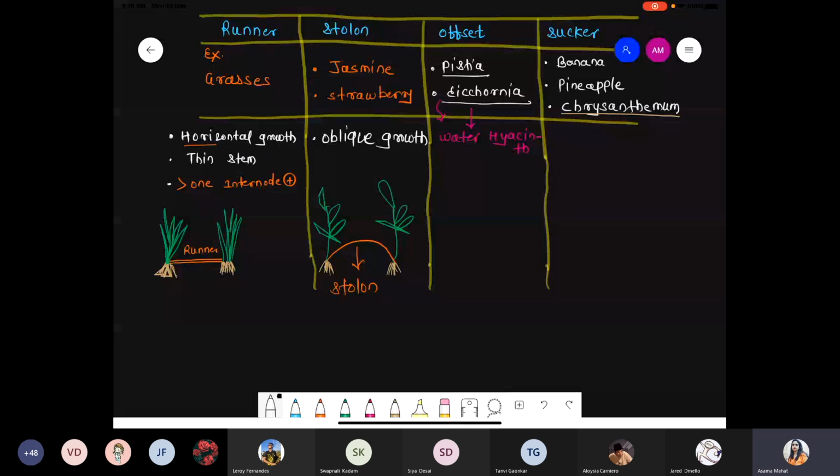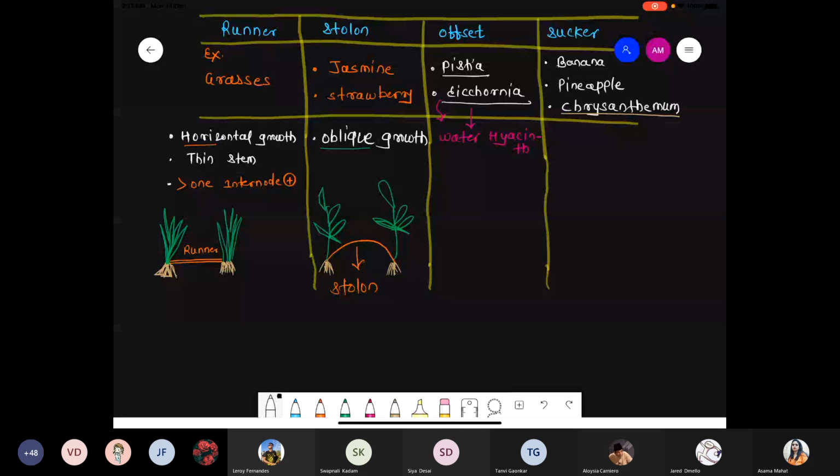Now see what is the meaning of the offset. First of all, I'm writing the common characteristic. When we are talking about the offset category, offsets also show horizontal growth. Same information, it's similar to the runner. In the case of the runner also we discussed there is a presence of horizontal growth. In the case of the offset also there is a presence of horizontal growth.